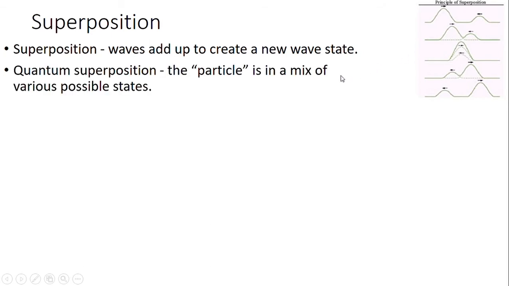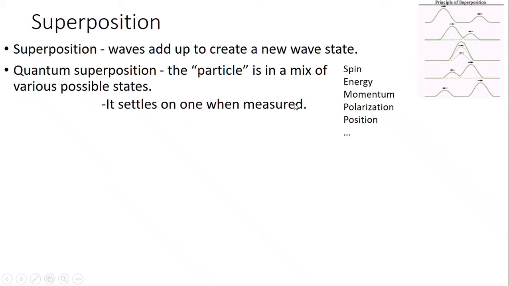With quantum superposition, the particle or instantly reformable wave packet is in a mix of various possible states. So you have a bunch of different properties that the wave packet can have, such as spin, energy, momentum, polarization, and position, and it's in a mix of a bunch of possible states. So there's a range of values that it can take on for momentum or energy or polarization or what have you. And it's in a superposition of a bunch of different values. So it'll settle upon one of these values when you measure it.